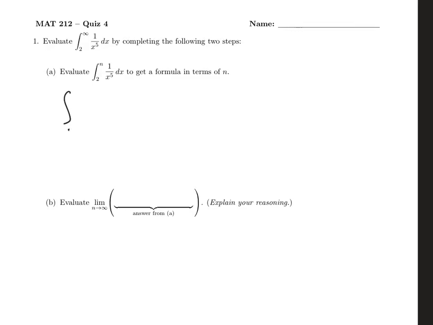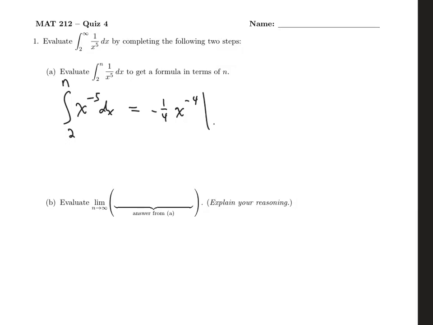We're integrating from 2 to n, x to the minus 5. And that'll be the power rule. The way I do the power rule is I first figure out the power that I want. So I need the power that's one more than x to the minus 5. And then the number that multiplies in front is just the reciprocal of that new power.